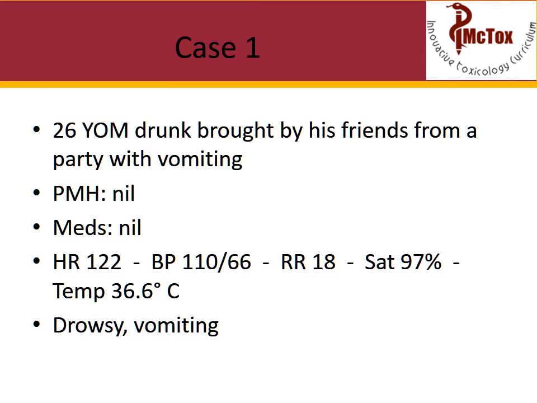Case 1. A 26-year-old male arrives in your department appearing to be drunk. He is brought by his friends from a party. The patient has continuous vomiting. He is previously healthy, with no record of alcohol dependency. His vital signs show a heart rate of 122, a blood pressure of 110/66, a respiratory rate of 18, an oxygen saturation of 97%, and his temperature is 36.6 degrees Celsius. The patient looks drowsy and is vomiting. The rest of the exam is non-contributory. What is your impression of this patient?